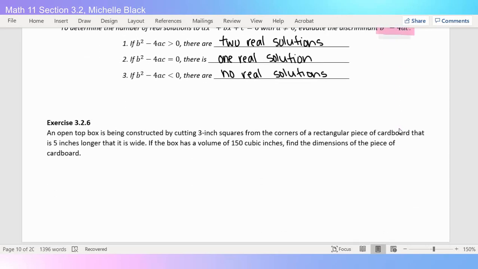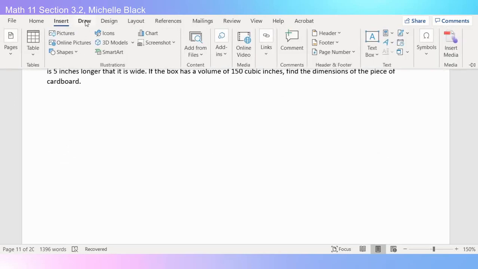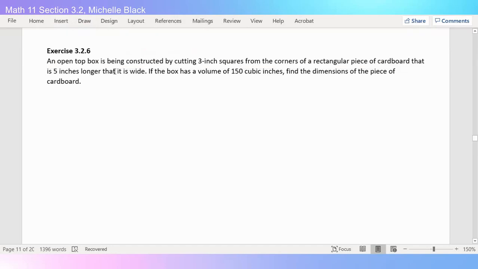Exercise 6. An open-top box is being constructed by cutting 3-inch squares from the corners of a rectangular piece of cardboard that is 5 inches longer than it is wide. We have a typo. If the box has a volume of 150 cubic inches, find the dimensions of the piece of cardboard.